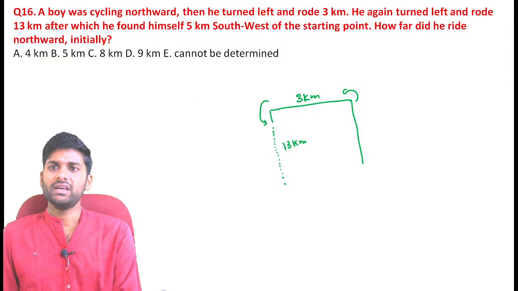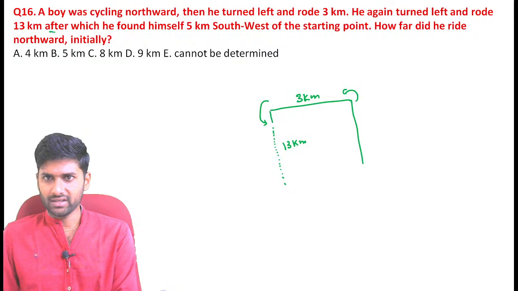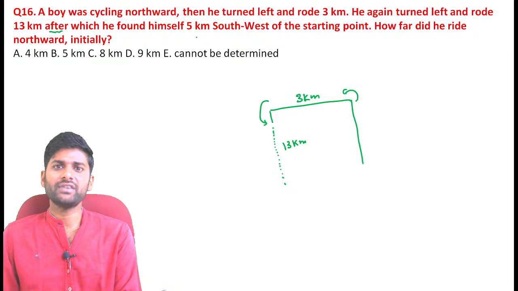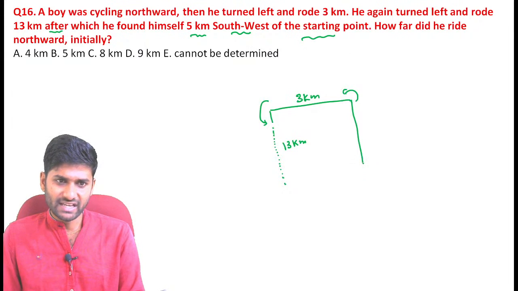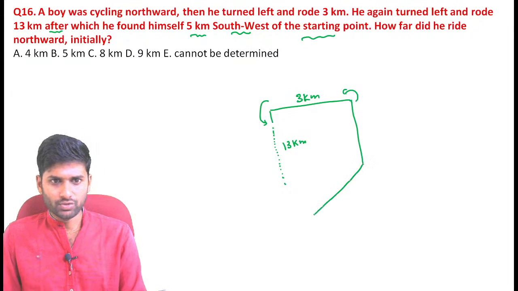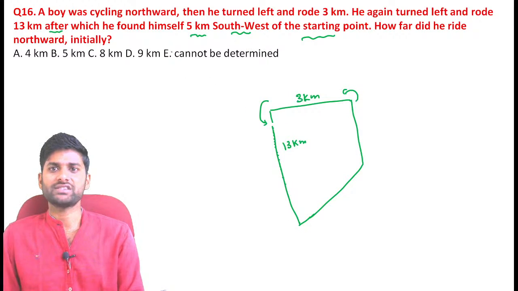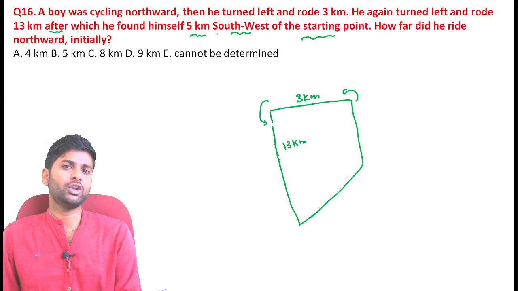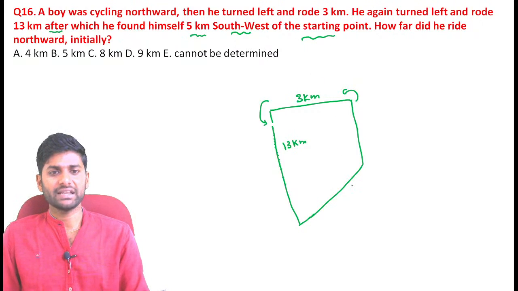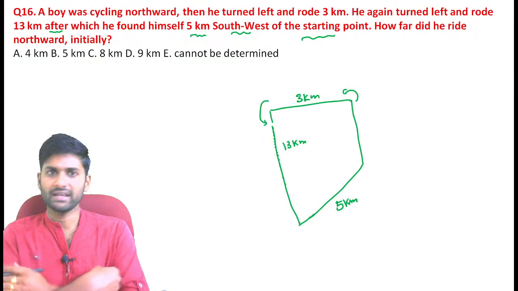What is the next one? After 13 kilometers of traveling, he found himself 5 kilometers southwest of the starting point. What is the southwest? See, guys, this is the southwest of the starting point. That is the most important part. So this is the distance of 5 kilometers. So there is the line, guys.